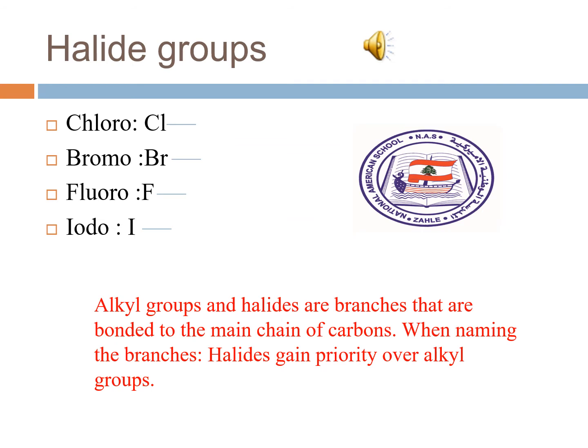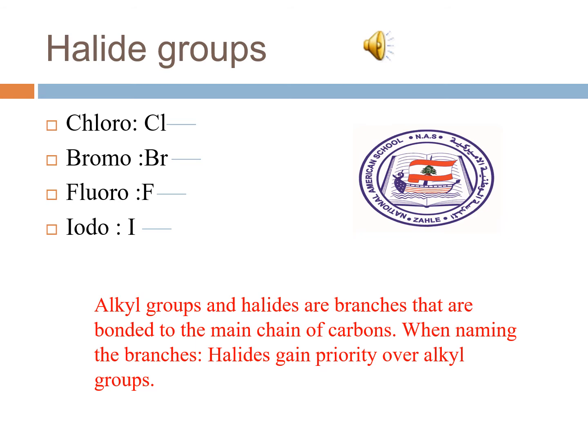Next are the halide groups. Halide groups are the group of atoms that belong to the halogens in the periodic table. So if you have a chlorine that is bonded to the main chain, we call it a chloro. If we have a bromine, we call it bromo. If we have fluorine, we call it fluoro. And if we have iodine, we call it iodo.